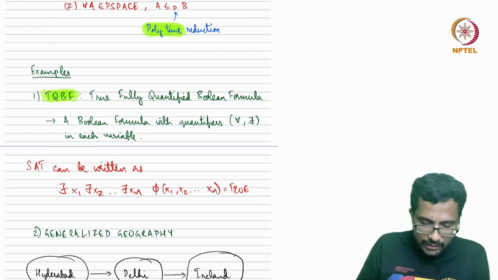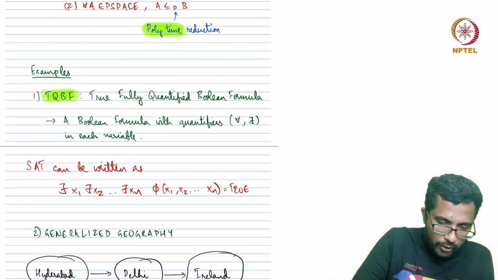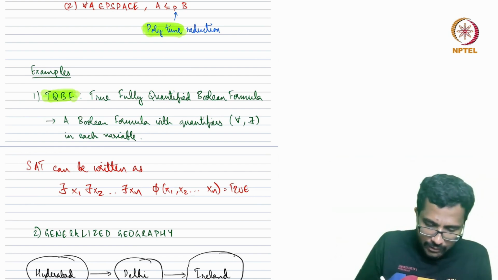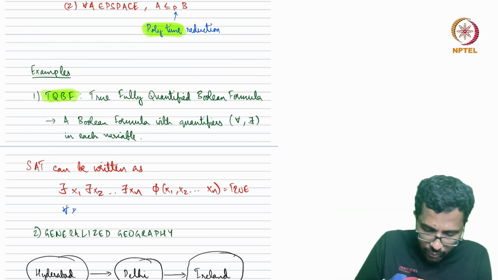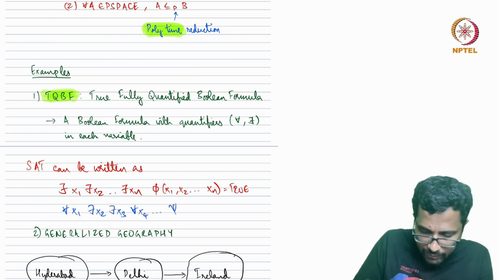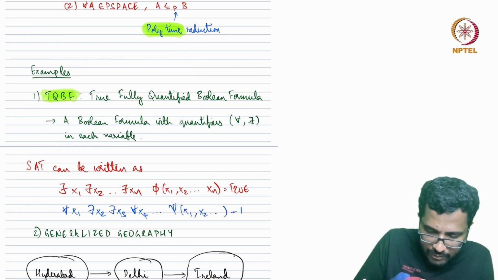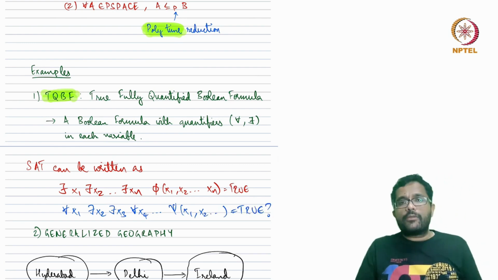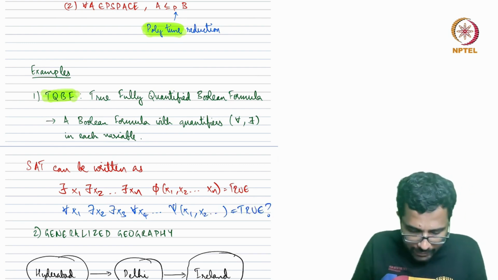But now what if we allow both quantifiers? Instead of only "there exists," we also include the "for all" quantifier, and we ask questions like this: for all x1, does there exist an x2 such that, does there exist an x3 such that, for all x4, and so on, some other formula psi of x1, x2, etc. is equal to true? These are the type of questions where there is a quantifier.